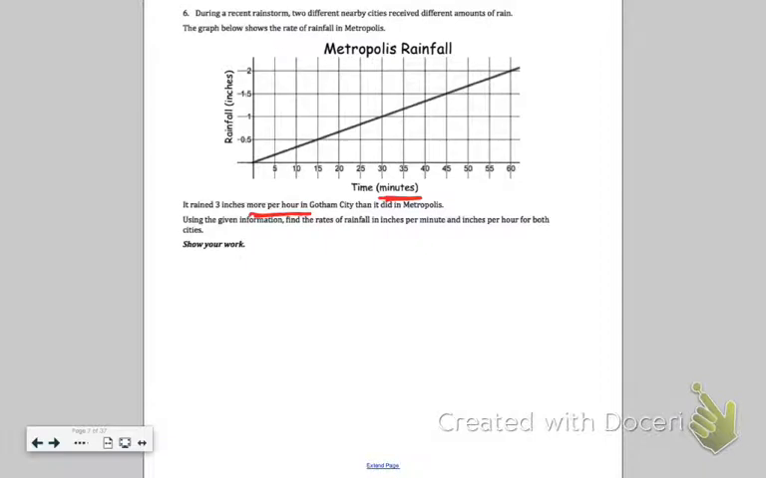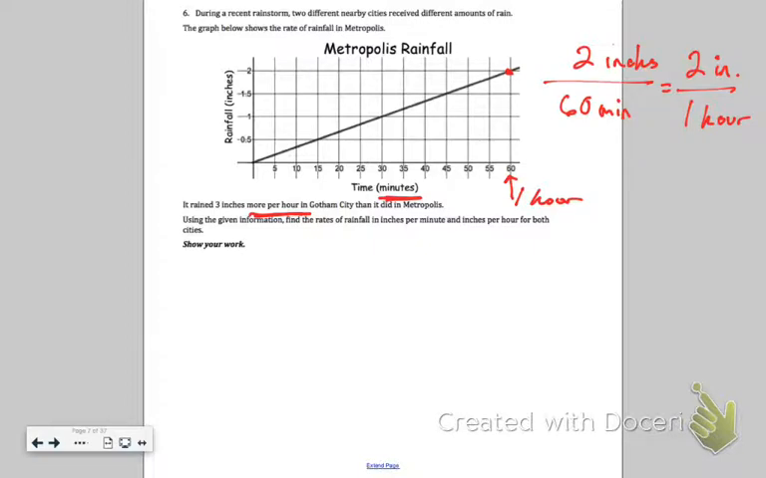Now, if I'm looking at the graph here, I see 60 minutes shown on my graph. This is 1 hour. So if I find how much it rained in 60 minutes, I can figure out how much it rained in 1 hour. So in Metropolis, I see that it rained 2 inches in 60 minutes, which is the same as saying 2 inches in 1 hour. So Metropolis rained 2 inches per hour.